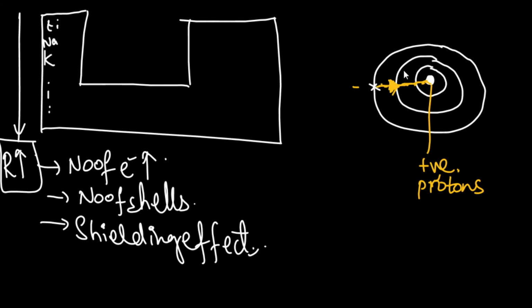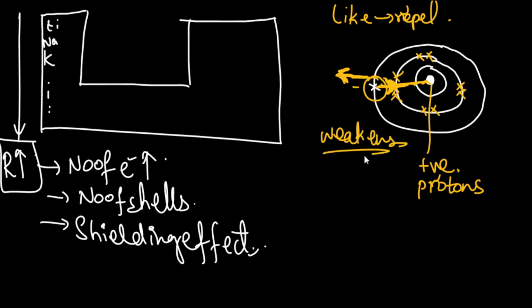But what about the inner shell electrons? The inner shell is also filled with electrons, and the electrons are also negatively charged, right? These negatively charged electrons would also be attracted to the nucleus, but at the same time they would be repelling the outermost electrons, because both of them are negatively charged, and like charges, as you know, always repel one another. Since they are repelling, the outermost electron experiences this repulsive force, and it would weaken the attractive force of the nucleus.